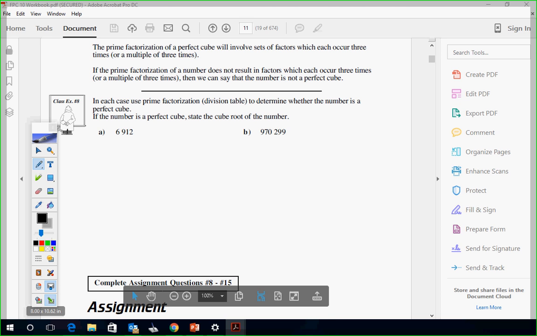In each case, use prime factorization or a division table, however you want to do it, to determine whether the number is a perfect cube. So we're just seeing if these are. So they have division tables, so we'll just go ahead and do one here.